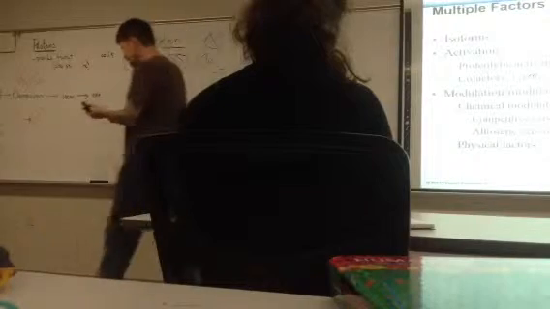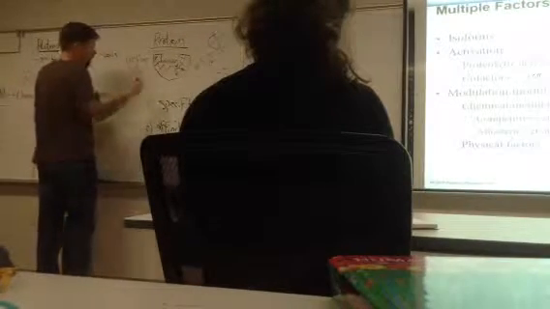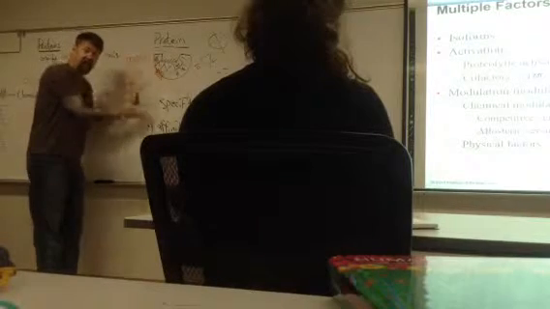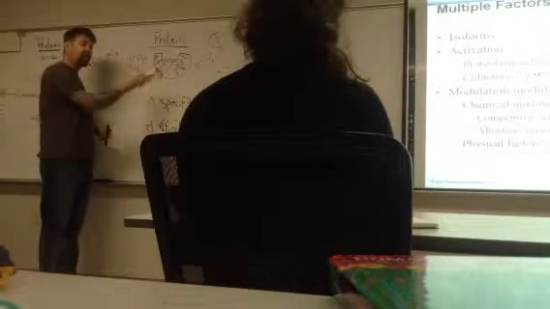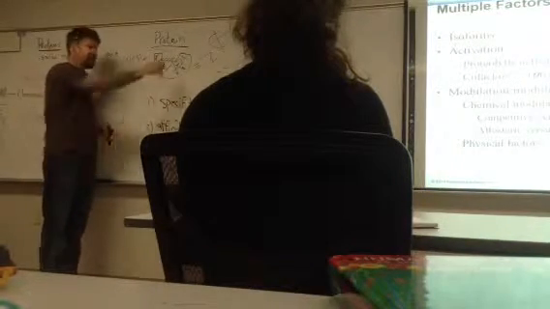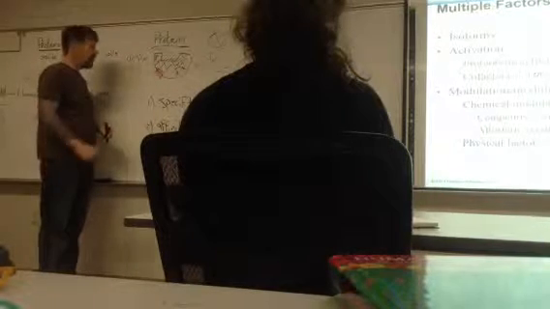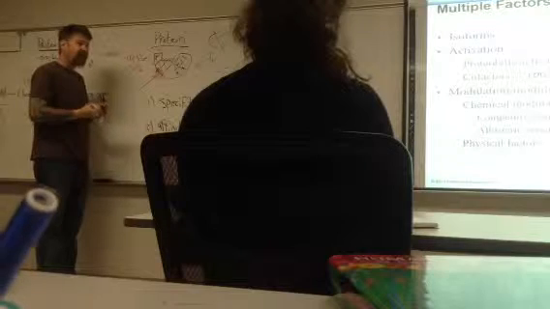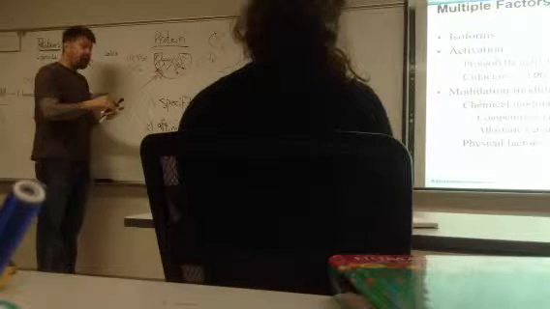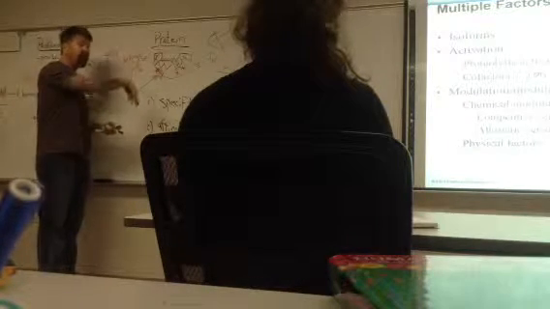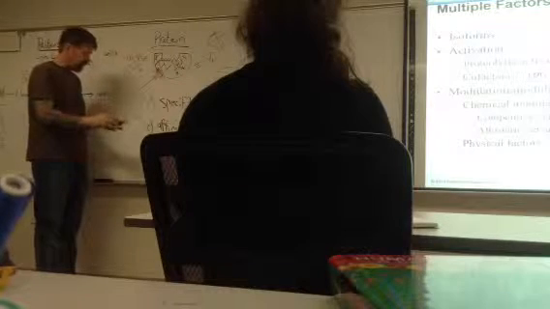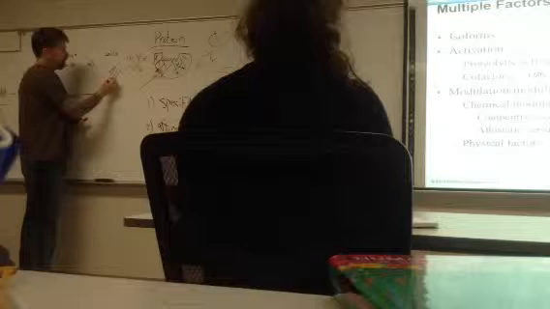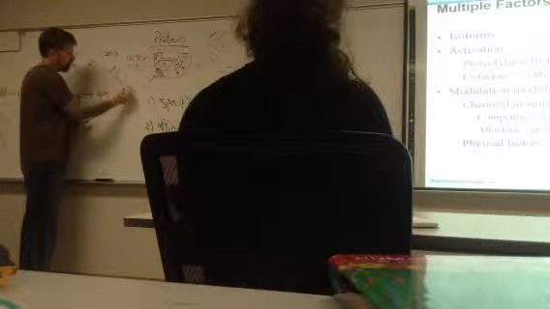If it was something else that binds over here and then just changes the shape, then that would be non-competitive, right? Because it's not competing for the active site. Now things like this that bind other than the active site to either turn on or turn off or increase or decrease the affinity are called allosteric modulators.